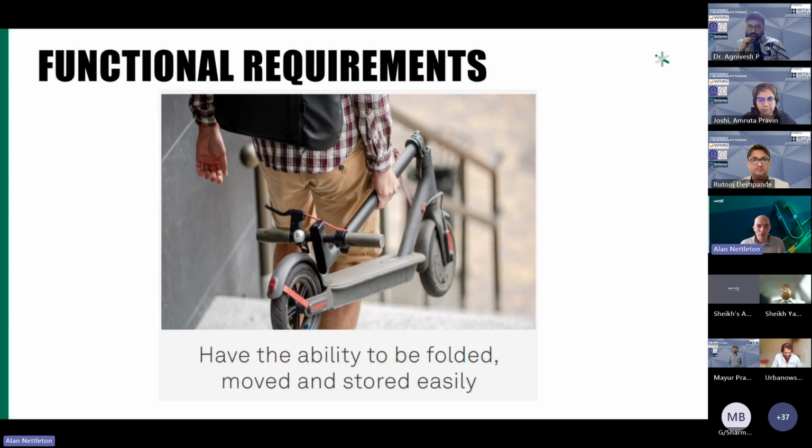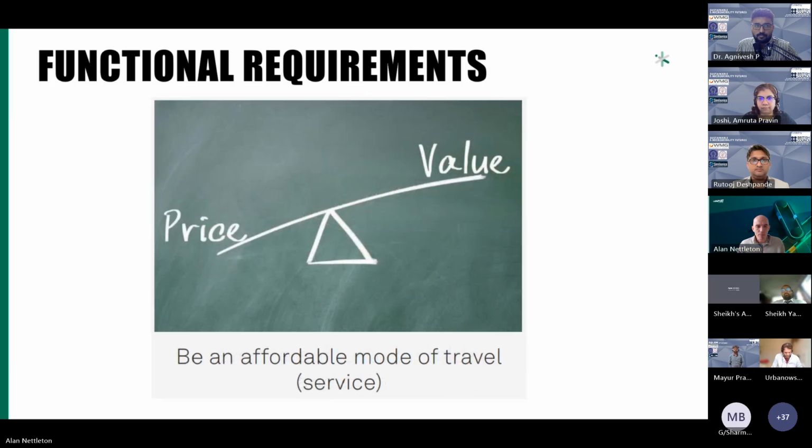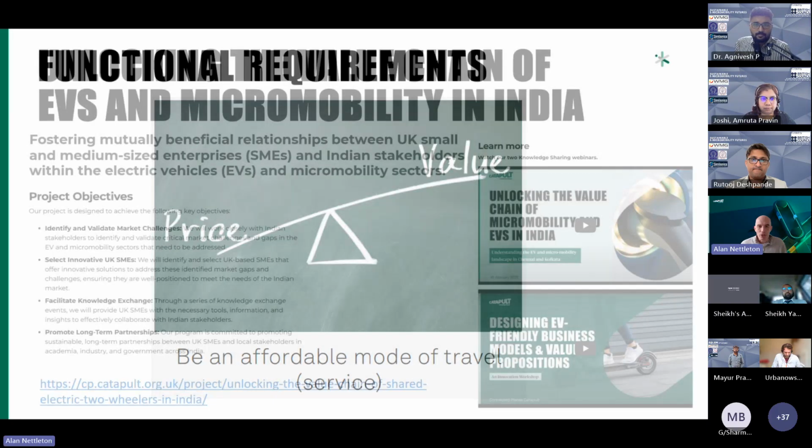And of course, for private vehicles, we might have to fold them for carrying them or for storage. Not everybody has a lot of space to store vehicles, so we just need to think about those practical elements. And then affordability is absolutely key. We need to offset price against the value that we're achieving. That's all I want to say, really.